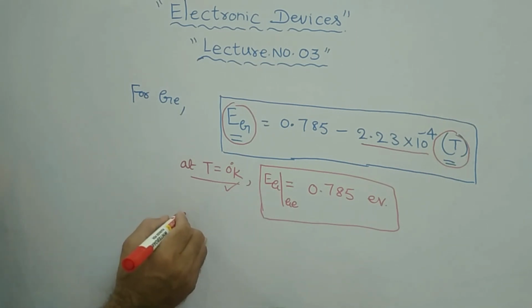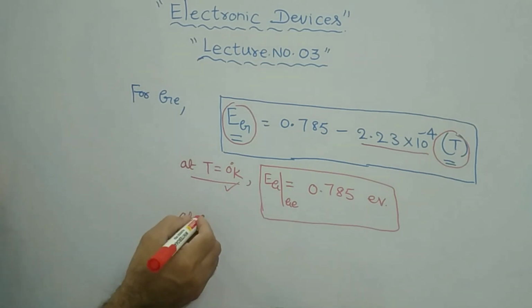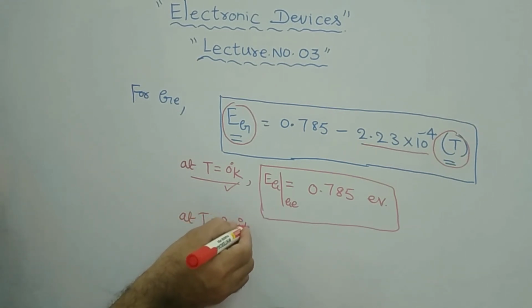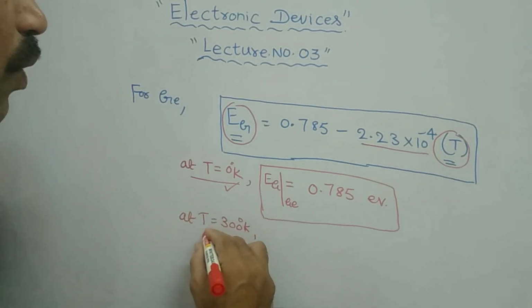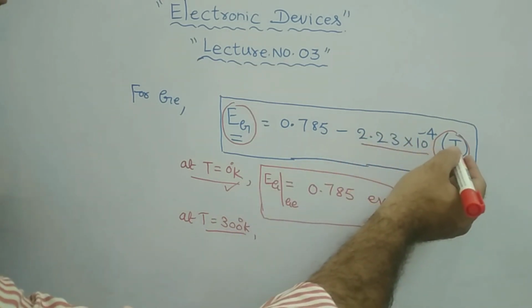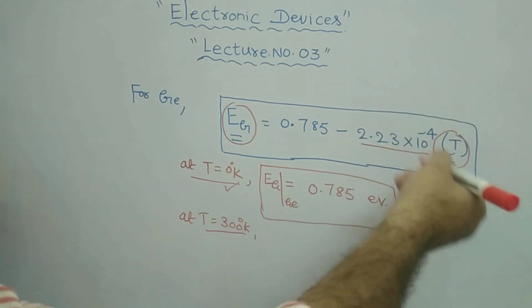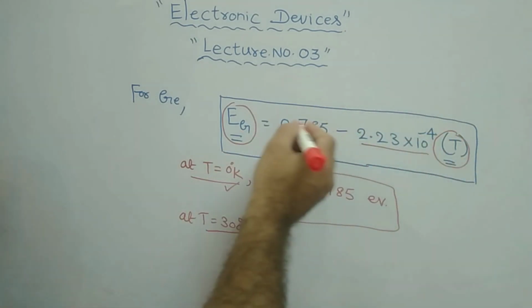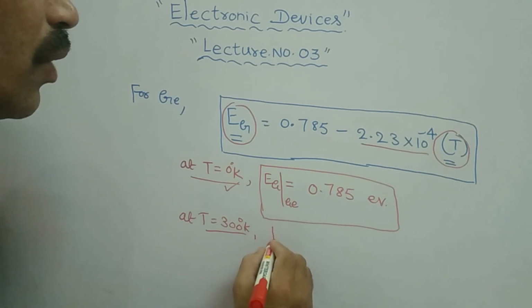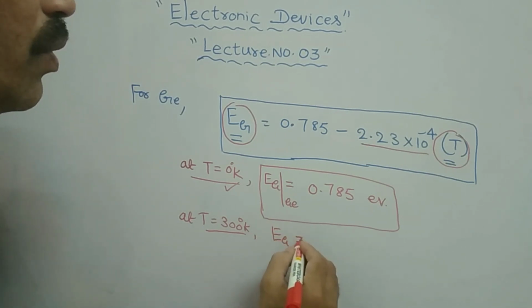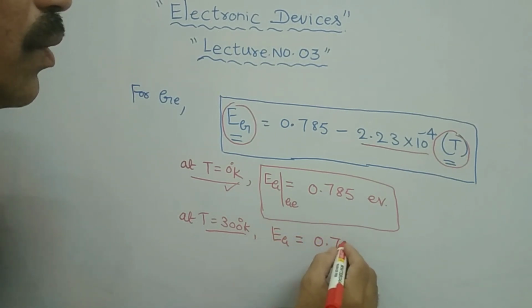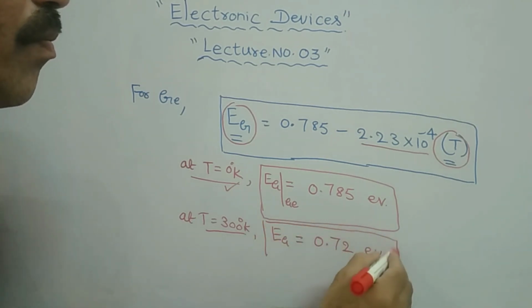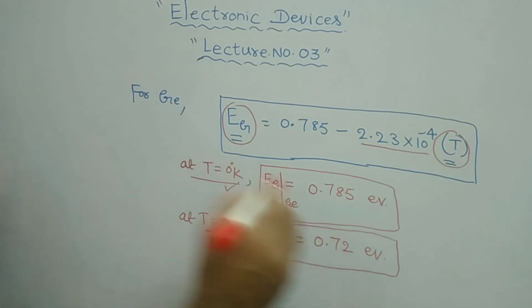And similarly, what will be the value of Eg at room temperature? What is room temperature? It is 300 degree Kelvin. So for this, what we need to do? You simply substitute 300 in place of T. If you apply 300, multiply and simplify with your calculator, you will get Eg equal to 0.72. That's it. This is the energy gap.